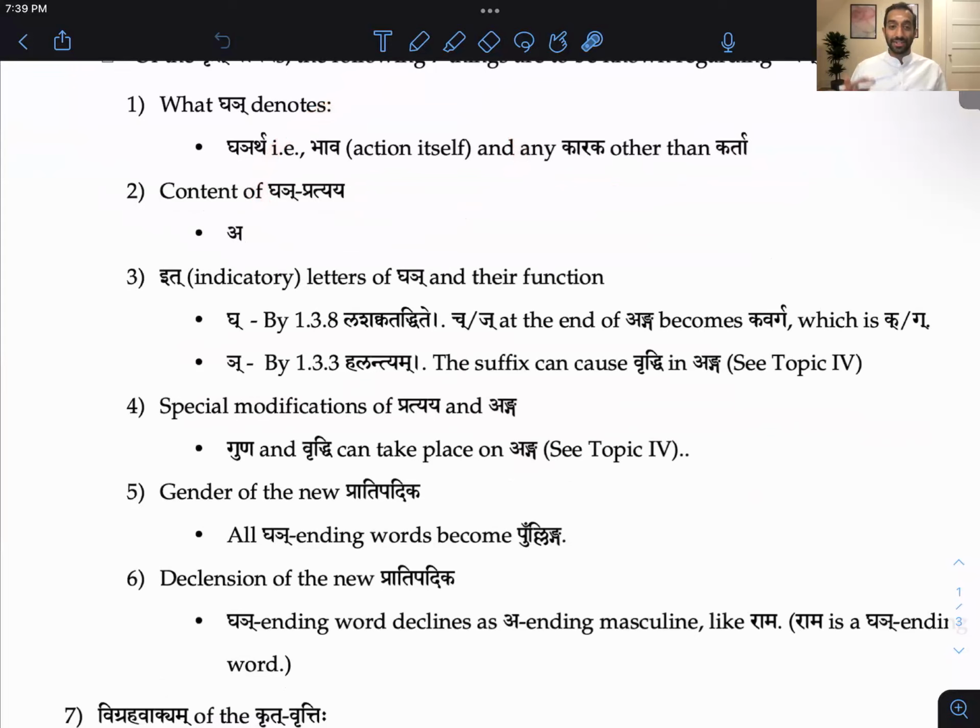Ghan, this pratyaya, this kṛdanta, the content is only akara. So gakara and nakara are it letters. Because nakara is it, vriddhi can take place. Really, guna or vriddhi can take place. We saw that context. Nit pratyaya. It's going to decline as a masculine ending in a, like Rama.